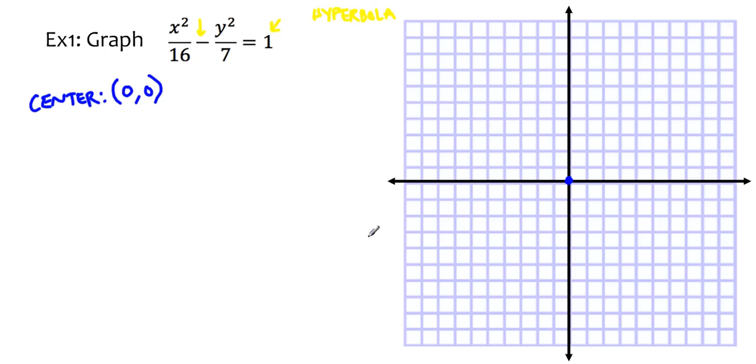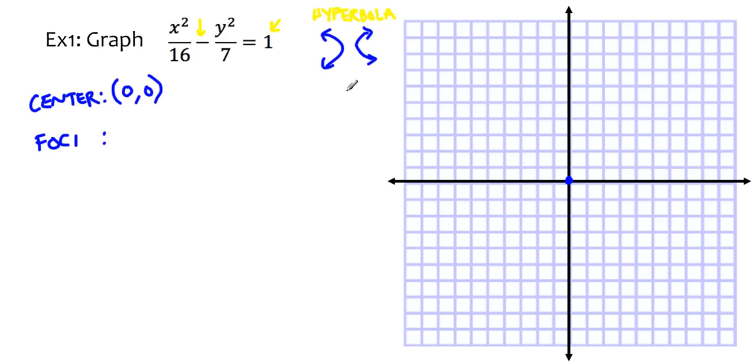Our next step is to plot the focus points. Okay, so to find our focus points, we need to determine whether it's going to open left or right or up or down. Since we're subtracting our y term, so our x squared is the positive term, then it's got to be opening left or right. So we're going to get a hyperbola that looks something like this. Okay, so that tells me which formula to use.